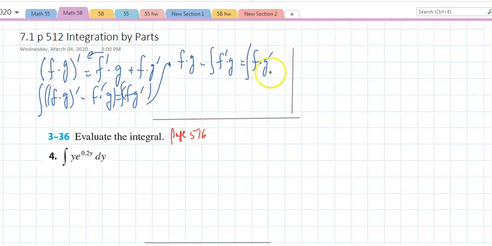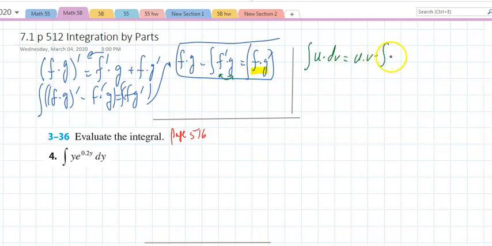The crucial part here for you to see is that initially I can't integrate this. What this trick does is allow you to switch the derivative, in case we're not really being able to integrate that. And this is how it works. The book uses this notation: the integral of u dv is u times v minus the integral of v du. That's really integration by parts.